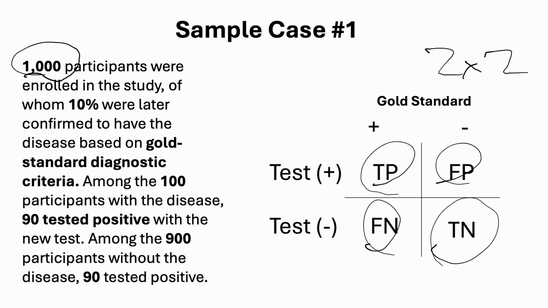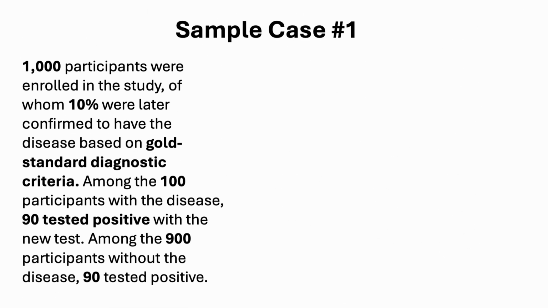So again, 1,000 participants, 10% had the disease based on the gold standard testing, which 10% of 1,000 is 100. Of those 100 with the disease, 90 tested positive with the new test, and of the 900 without the disease, 90 tested positive. So let's fill this out.